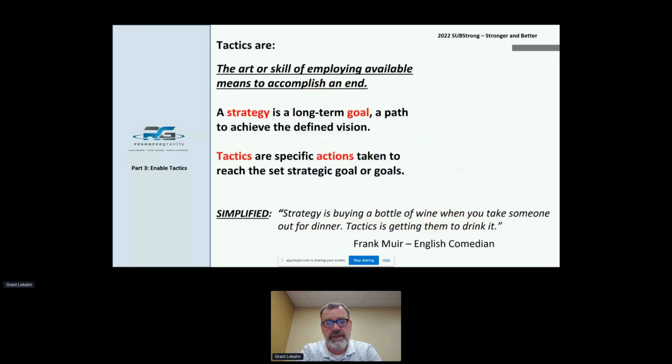The way that I define tactics, and I'm going to share some ideas here about tactics and the application of tactics and strategy, the way that I look at tactics is that it's the way, or the art or the skill, in employing the available means to accomplish the end.